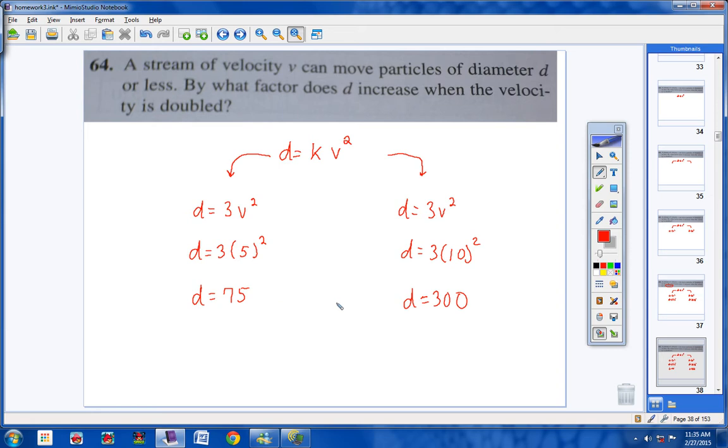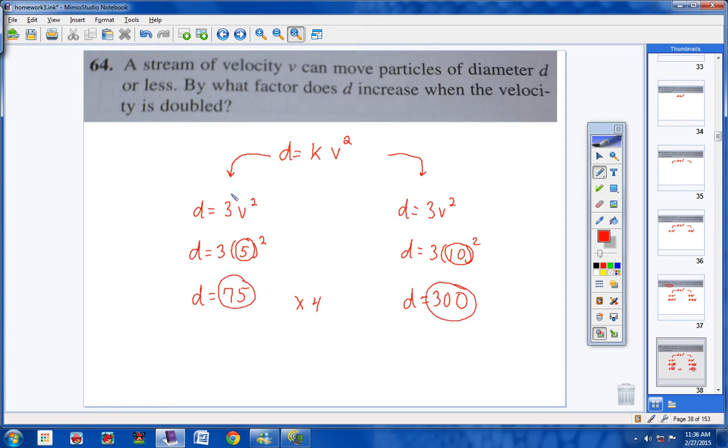So what is the factor? Okay, by what factor does d increase? Factor means multiple. Well, it looks like it's multiplied by what? 4. So when you double the velocity, the diameter is quadrupled. 75 times 4 is 300. You see, when the velocity went from 5 to 10, it was doubled. The diameter went from 75 to 300.